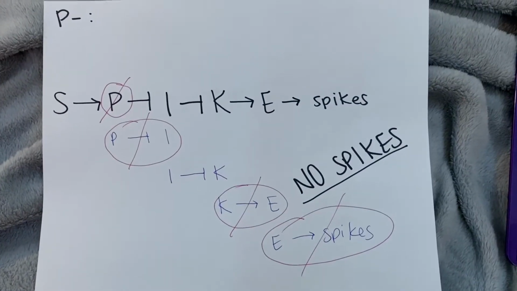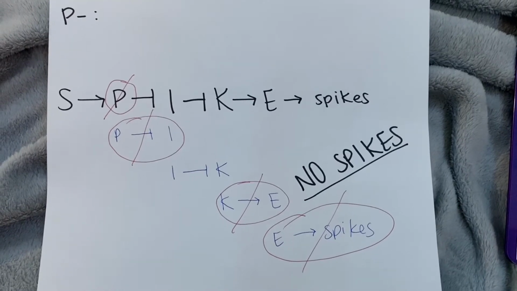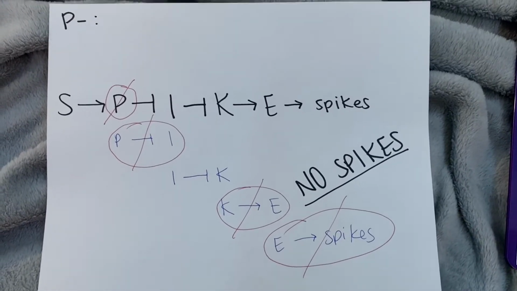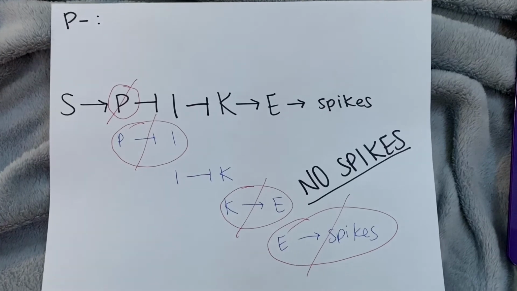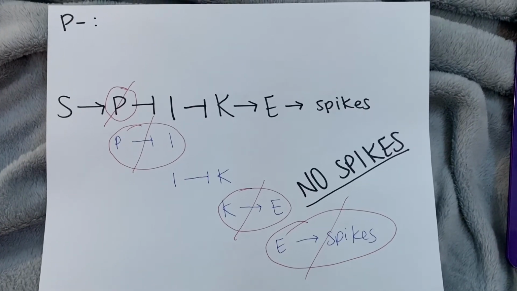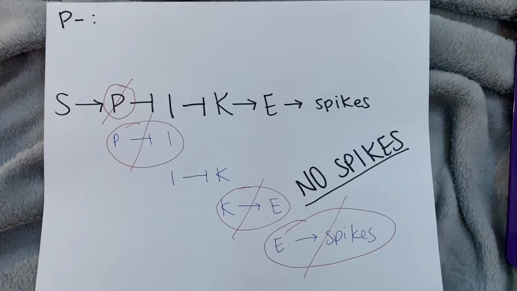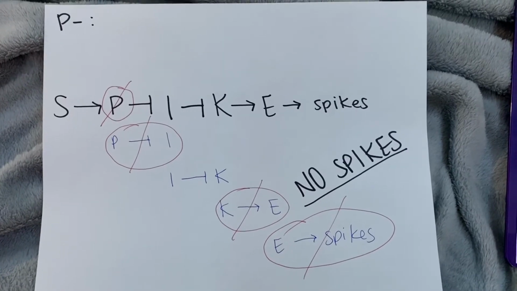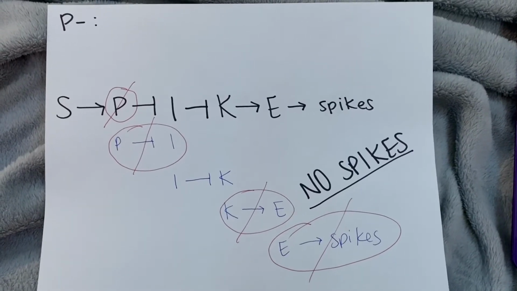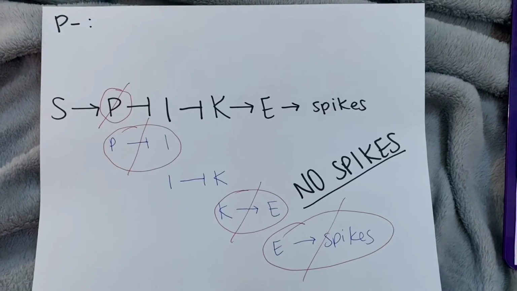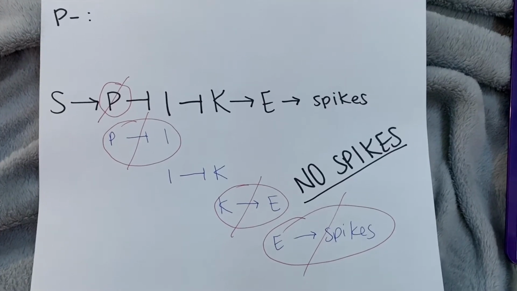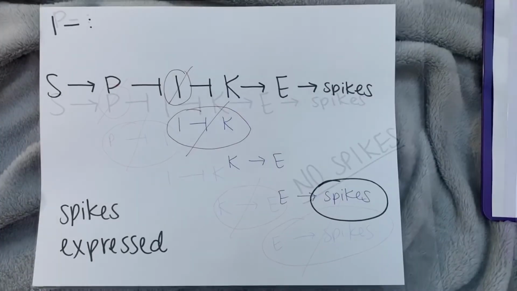Well, what if P is removed? If P is removed, then I cannot be inhibited, so I is expressed. If I is expressed, then K is inhibited. If K is inhibited, then it cannot promote the expression of E, and in turn, E cannot promote the expression of spikes, so no spikes will be produced.